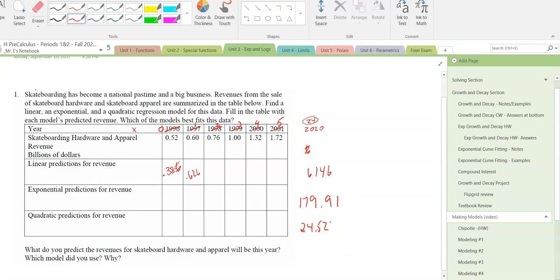So which one am I going to use? I'd probably use the quadratic. It had the perfect r squared value, which tells me that it's the best fit.